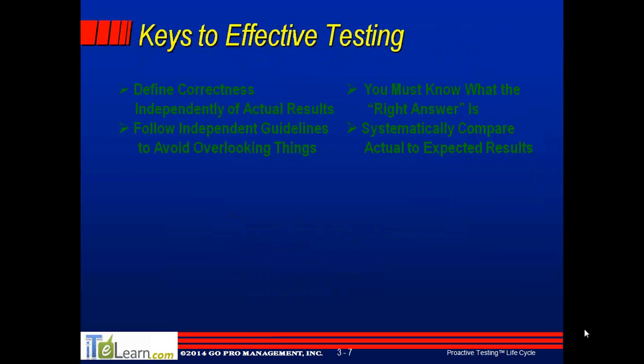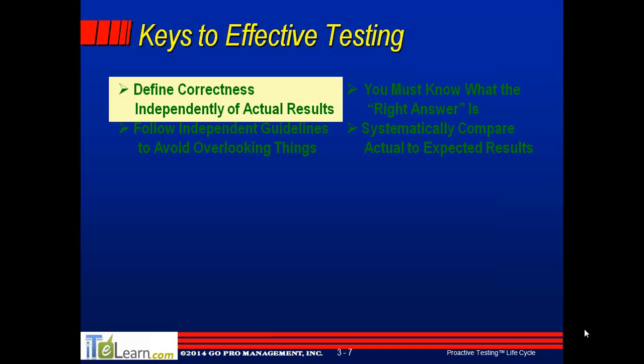So we've got a number of keys to effective testing. The first one is that you need to define correctness independently of actual results. So let me put this in a little bit different context. When you run a test, you get actual results of the test. What do you compare those actual results to? You compare them to expected results. Expected results are your definition of correctness. In other words, the results you expect are what will happen if the system or program is working correctly.